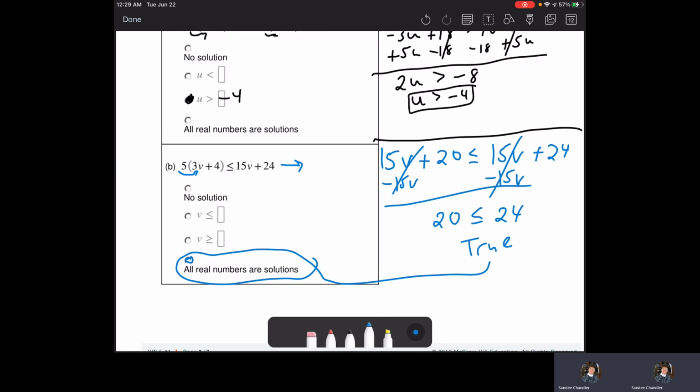20 is indeed less than 24. Remember, it's less than or equal to 24. Either one can be true. You don't have to have both true. In fact, you can't have both true. It can't be less than and equal to with what we know right now.